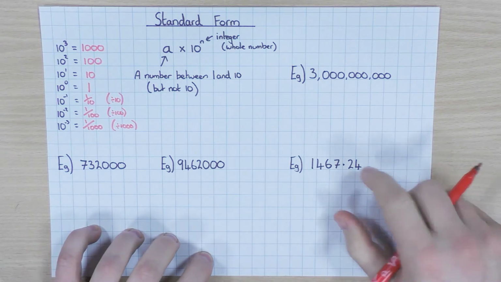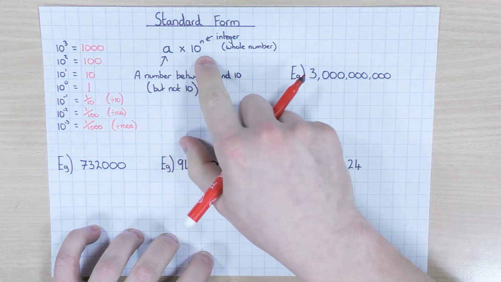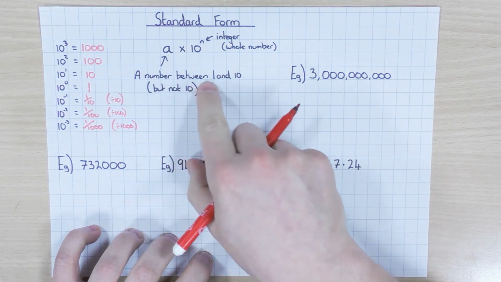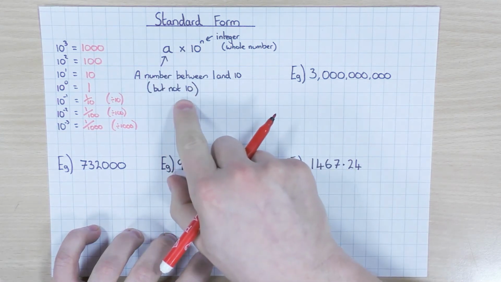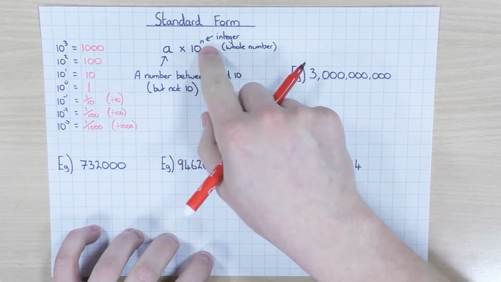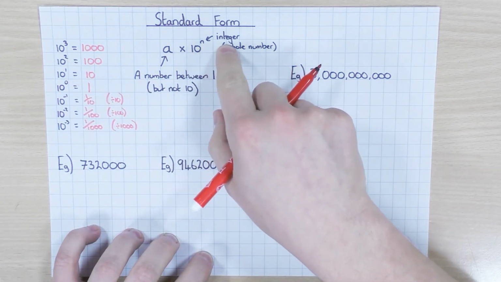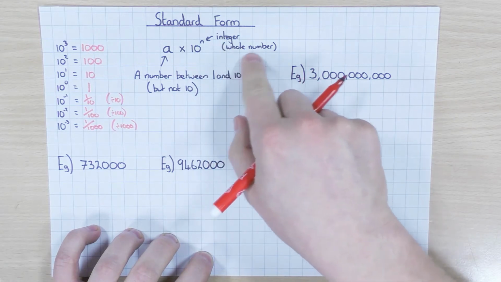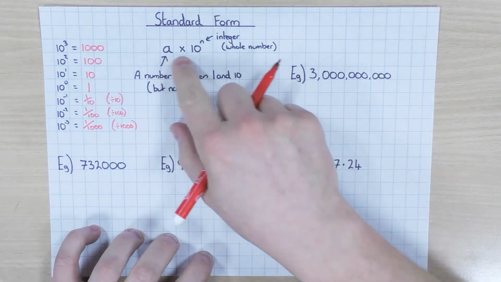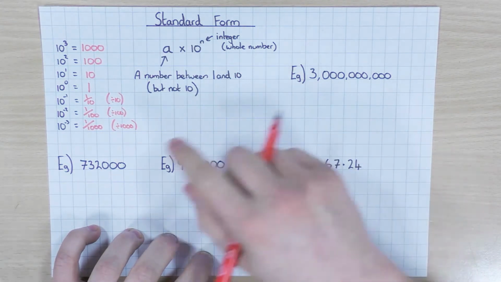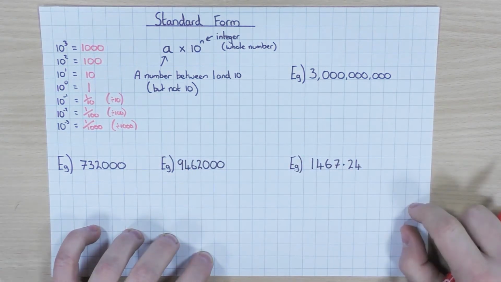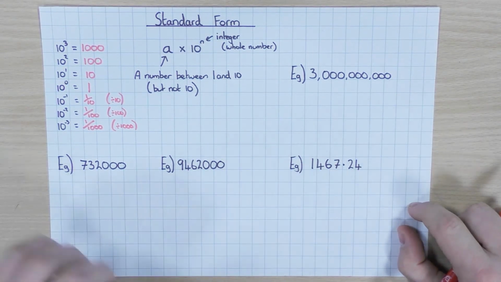So what is standard form? Well, it's something that follows this format here, where A is a number between 1 and 10, but not 10. And you times it by 10, hence why I just recapped these here, to the power of an integer, where integer just means whole number. Okay, so that's what we need. That's the actual format for standard form, and that's what we're going to look at, putting these numbers into standard form. Okay, so let's get started.